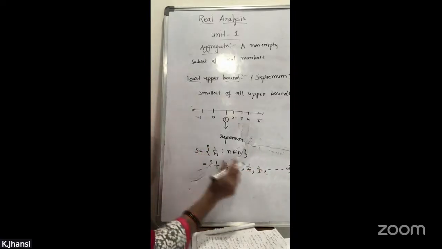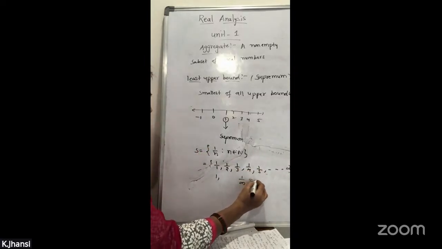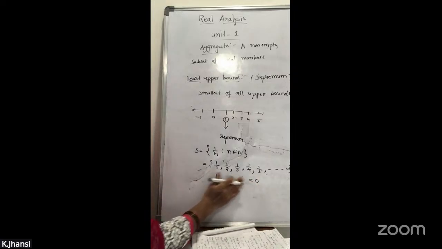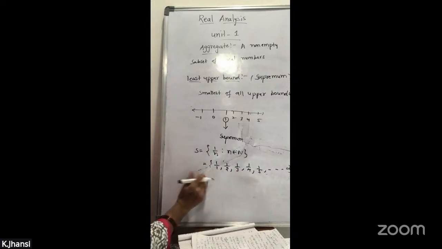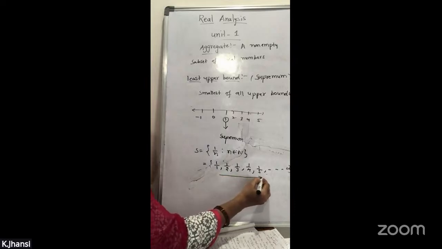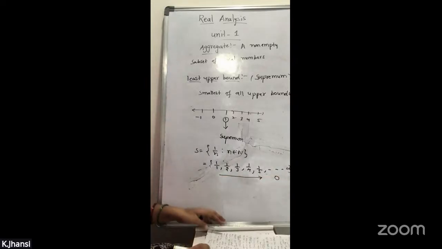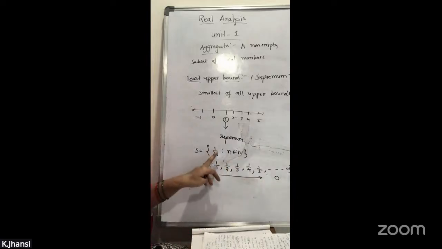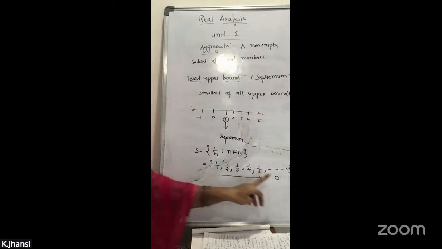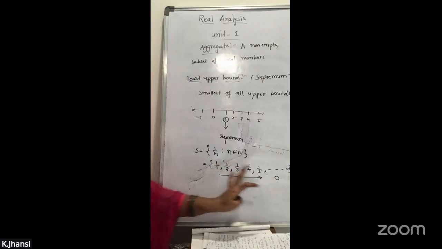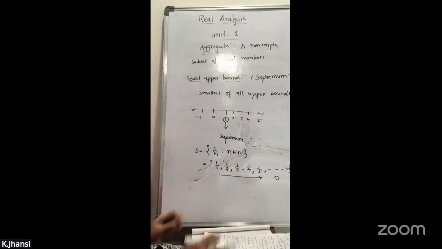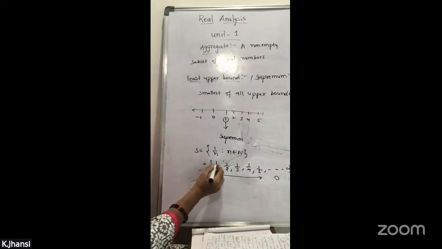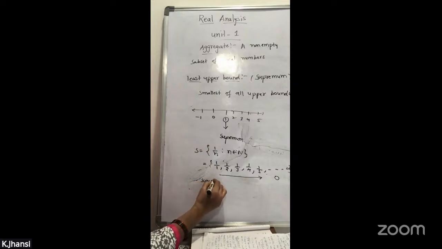So when you write in this form, what will happen? 1 by infinity value is 0. Whatever values are there in this set, they are tending to 0. The elements start from 1 and tend to 0. So the highest value is 1. Here the supremum of this set is 1.